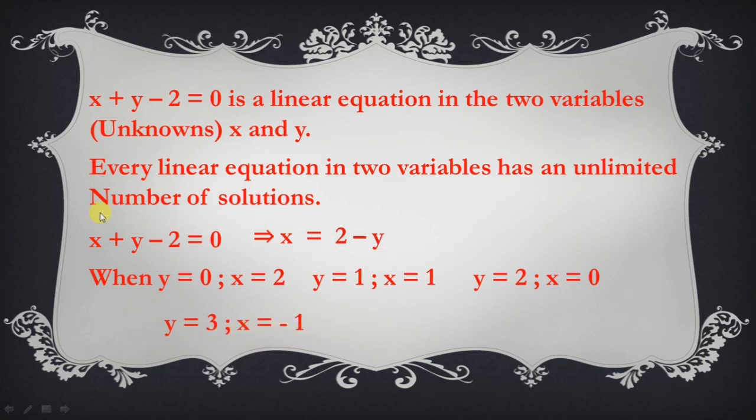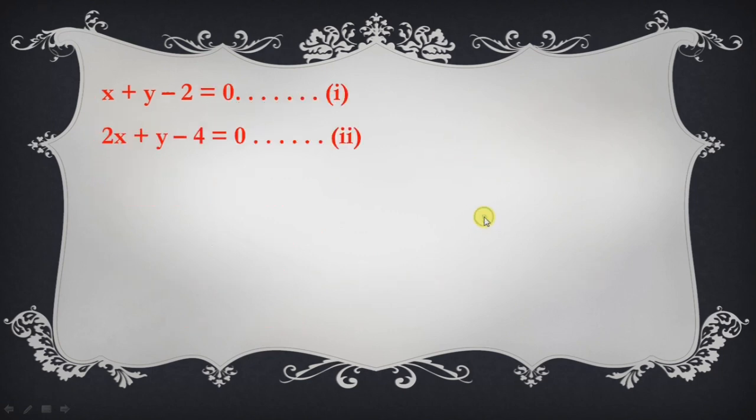So in this type of equation, we will get unlimited numbers of solutions. We will not get a particular solution for a linear equation in two variables.